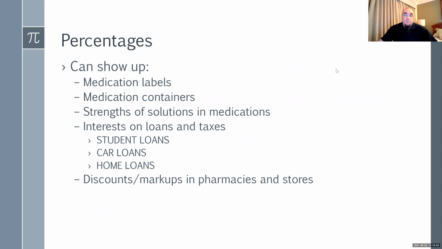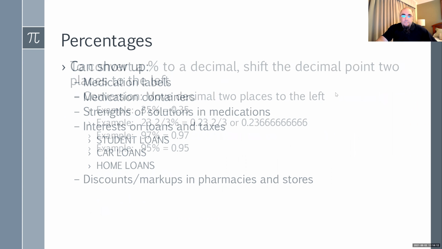Where can they show up? They can show up on medication labels, medication containers, strengths and solutions of medications. Really big on interest in student loans and taxes, right? Discounts and markups in pharmacies and stores.